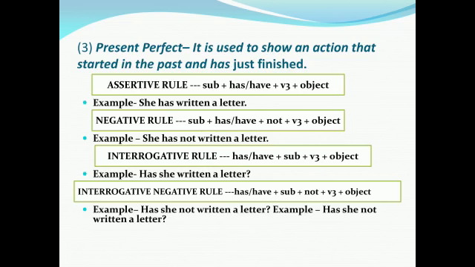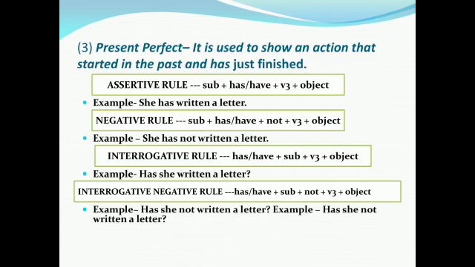And the rule you can straight away apply. She is the subject. So subject plus has or have plus not plus V3 plus object. If it was a plural subject, they have not written a letter. If it is a singular one, she has not written a letter. The same can be in interrogative also.